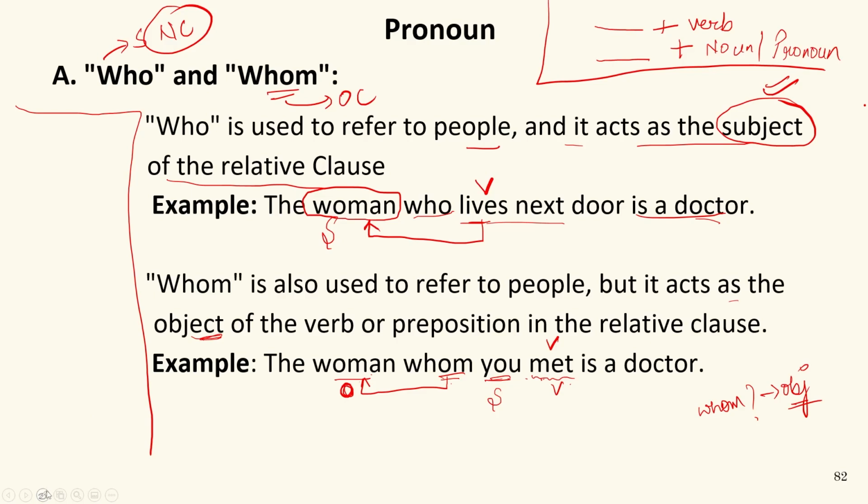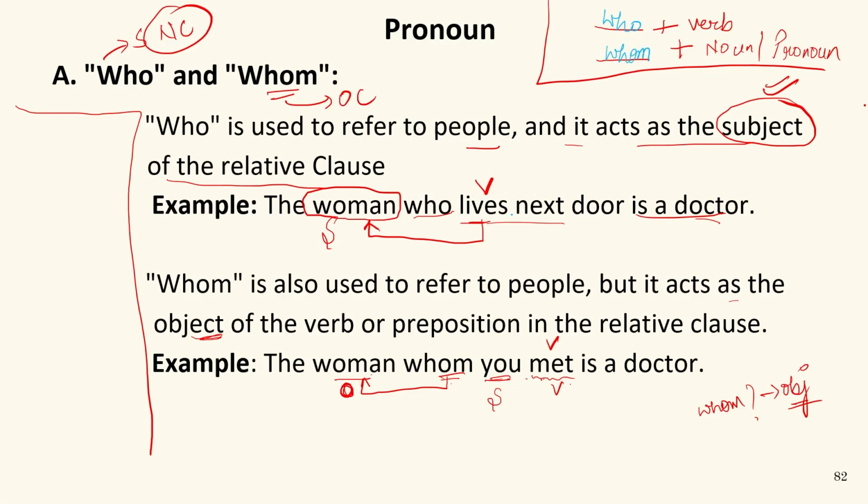Now, if there is a verb, we use who over here. We have to use who over here. But if the blank or the relative pronoun is just followed by a noun or pronoun, we should fill in whom over here.